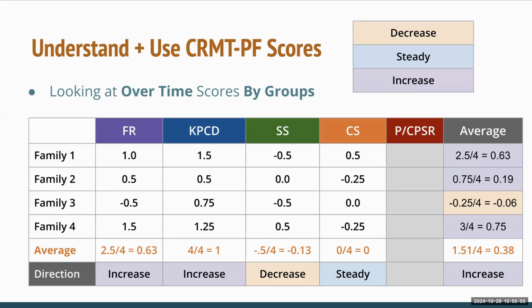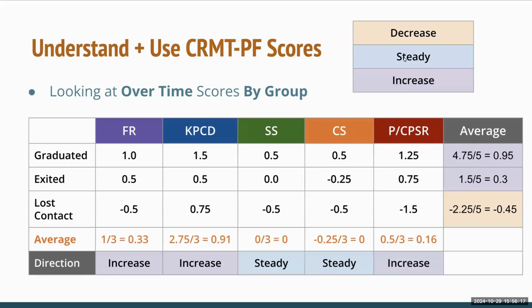Looking by the protective factors, you can see that as a group, this sample program has seen an increase in scores for 2 of the protective factors, while concrete supports have remained steady, and social supports has made a small decrease on average. Again, this gives us opportunities to look critically at our programs to see where we are doing well and where we can grow.